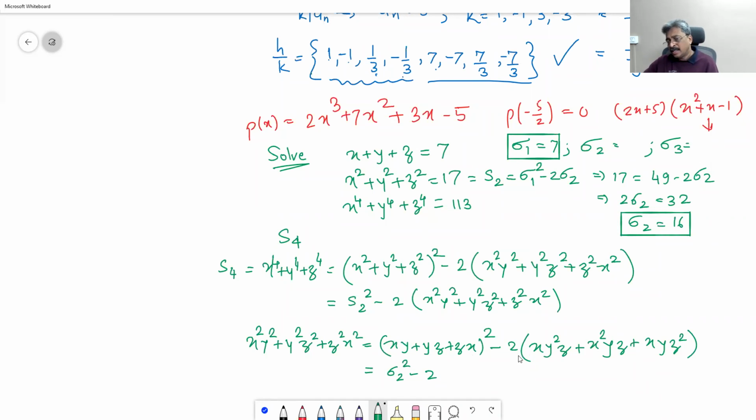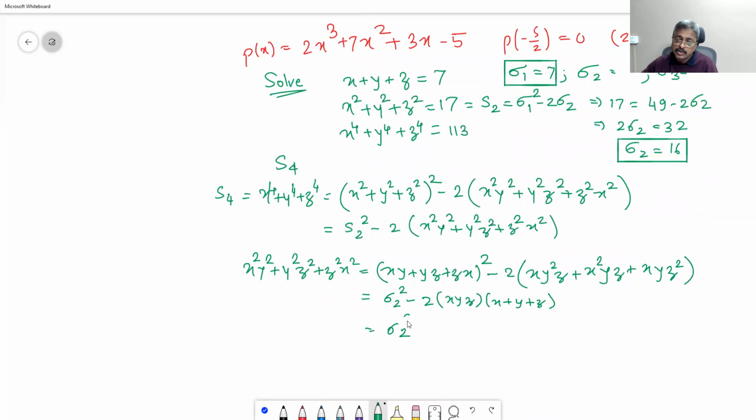I think we can factorize this. x comes out common, y comes out common, xyz into x plus y plus z. Oh, I think we are done, saying that this is sigma 2 square minus 2 sigma 3 sigma 1. That is what this term is. So S4 is equal to 113, which is equal to S2, which is 17 square, minus 2 times sigma 2 square minus 2 sigma 1 sigma 3, right?